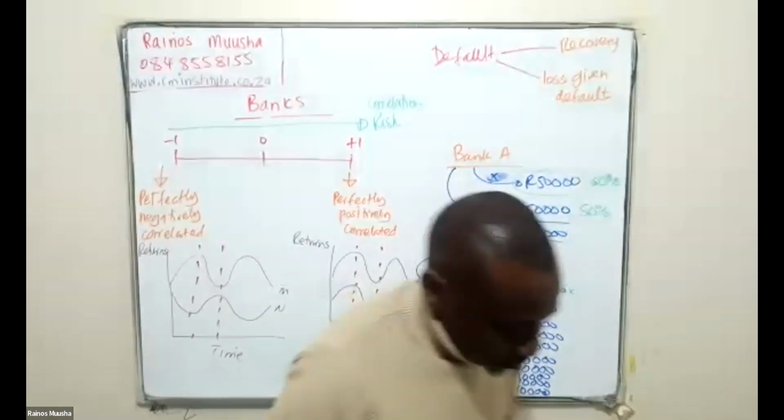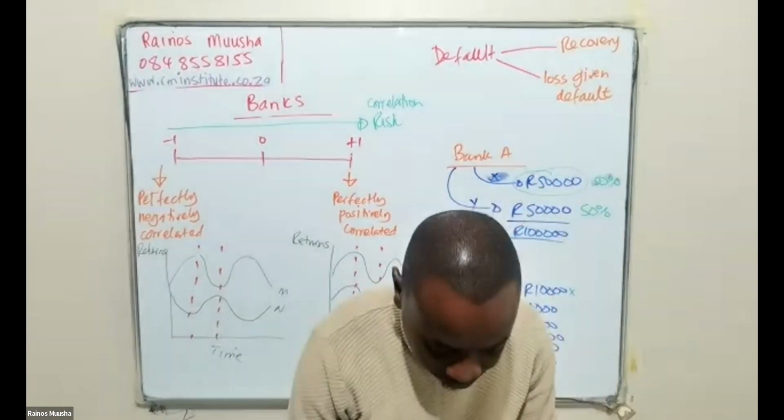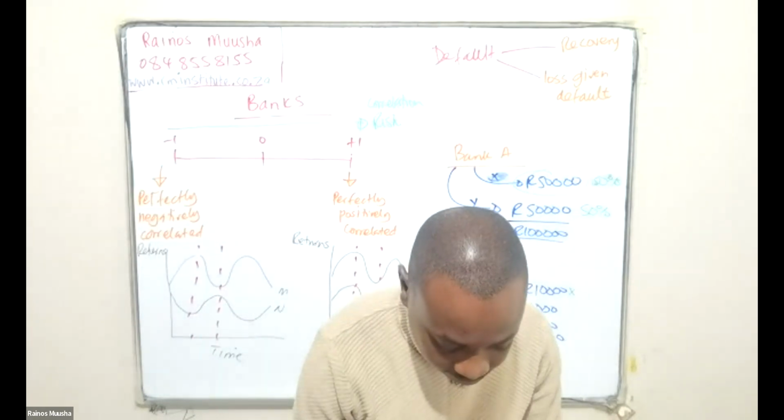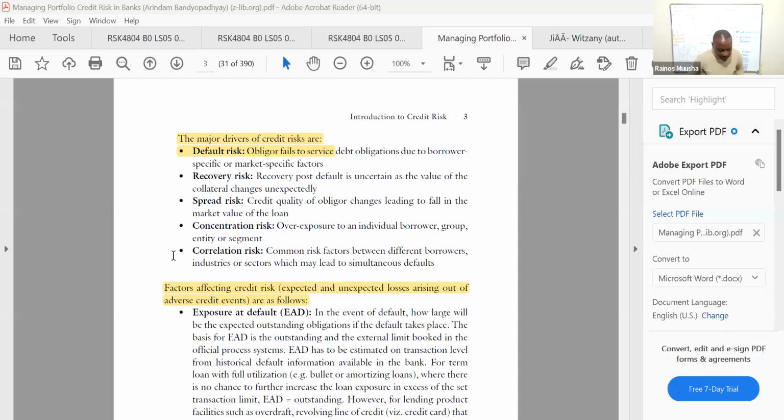Moving on. So these would be the major drivers of credit risks as well. Is there any question regarding the major drivers of credit risks? Any questions?